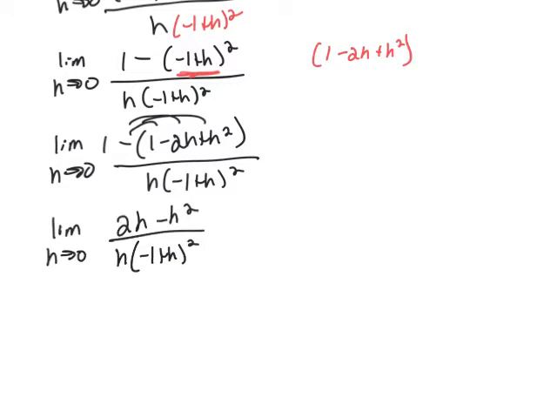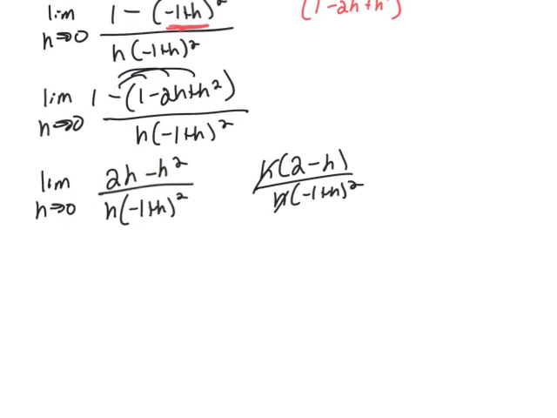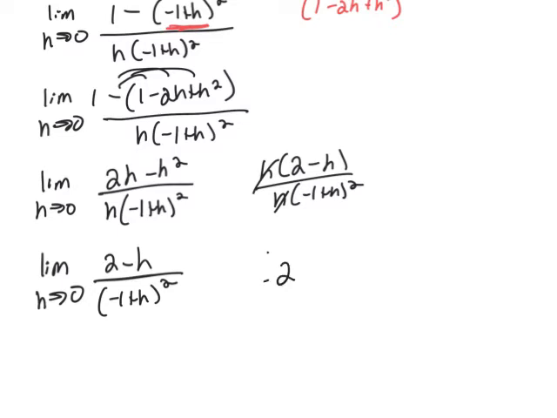So I can factor out an h in the numerator. It's going to reduce with the h in the denominator, because that would be like h times 2 minus h all over h, -1 plus h squared. So finally, I'm going to evaluate the limit as h approaches 0 of 2 minus h over -1 plus h squared. I can substitute in 0 for that. My h's are going to go to 0, and I get 2 over -1 squared, which is 2 over 1. So my answer is 2.